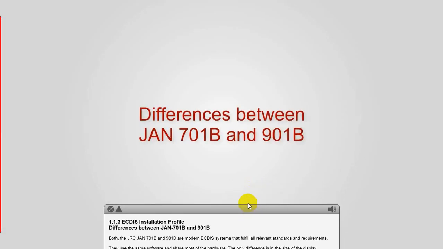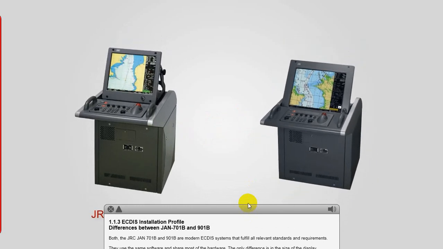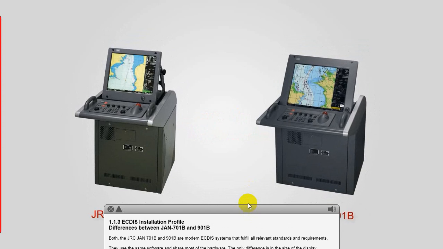Differences between JAD 701B and 901B. Both the JRC JAD 701B and 901B are modern ECDIS systems that fulfill all relevant standards and requirements. They use the same software and share most of the hardware. The only difference is in the size of the display. JAD 901B uses a 23.1-inch color LCD, while the JAD 701B is equipped with a 19-inch color LCD.